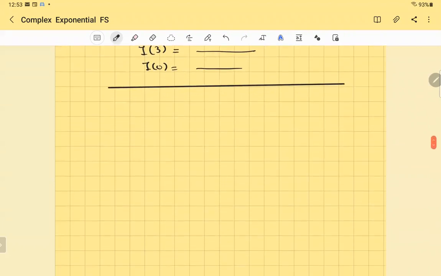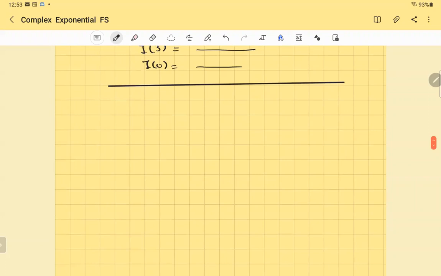There is something else I want you to understand. There is an important signal that you will see a lot when you study signals. Has anybody been exposed before to the sinc function?